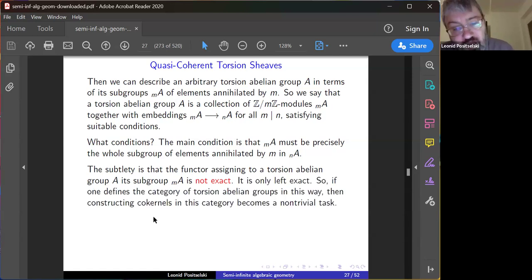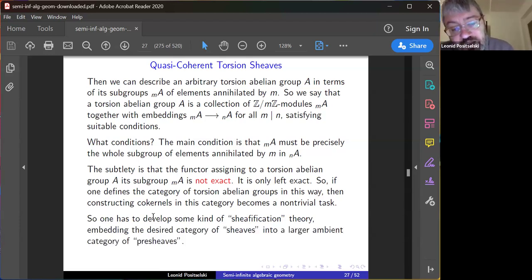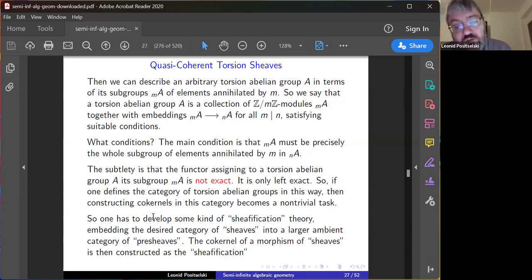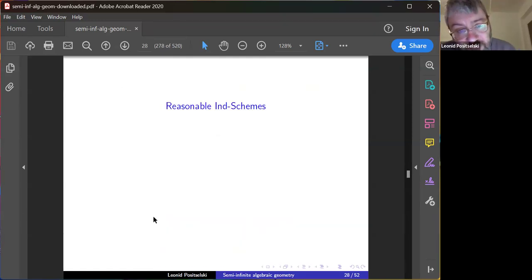The subtlety is that the functor assigning to a torsion abelian group A its subgroup of m-torsion elements is not exact. It's only left exact. So if one defines the category of torsion abelian groups in this way, then constructing cokernels in this category becomes a nontrivial task. So one has to develop some kind of sheafification theory, embedding the desired category of sheaves into a larger ambient category of presheaves. The cokernel of a morphism of sheaves is then constructed as the sheafification of the cokernel of the same morphism taken in the category of presheaves.